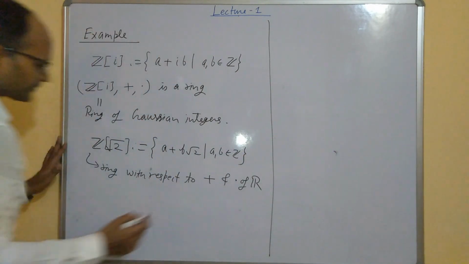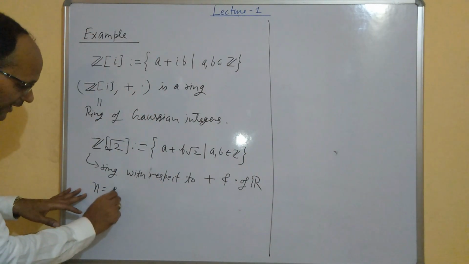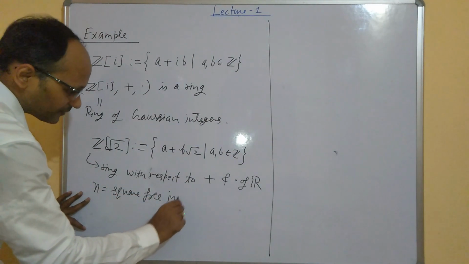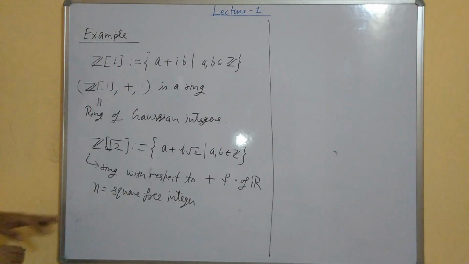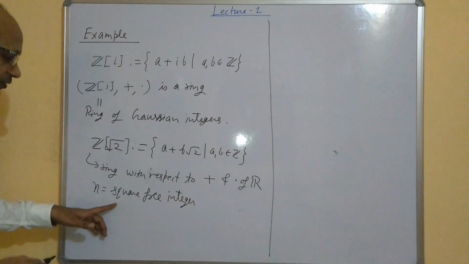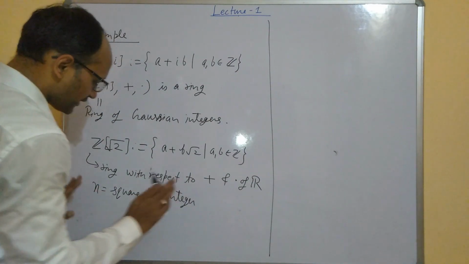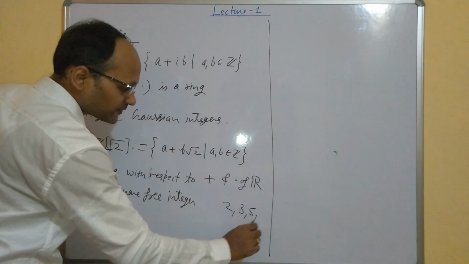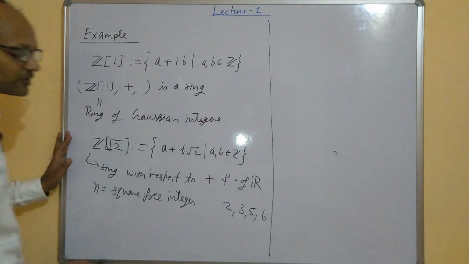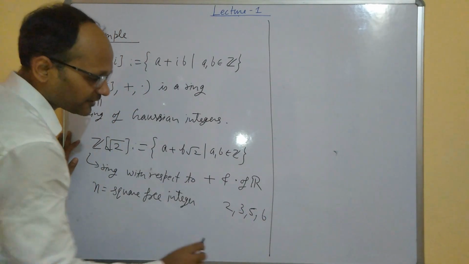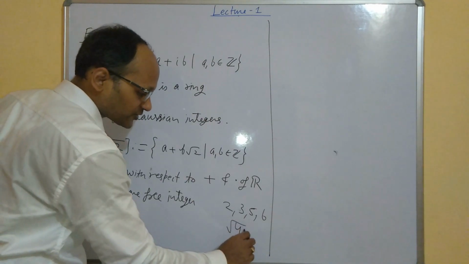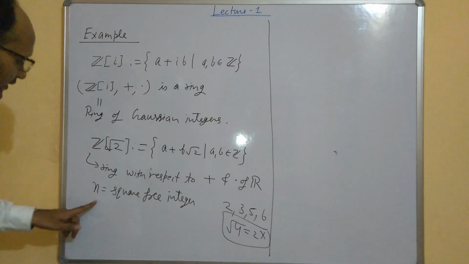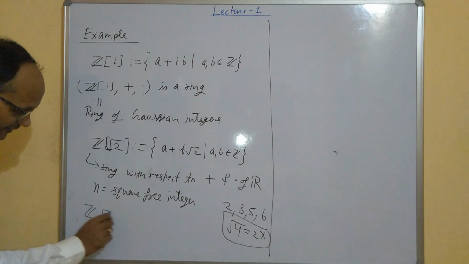Similarly, if you take any square free integer, a square free integer means any integer whose square root is not an integer. For example, 2, 3, 5, 6 are square free integers, because when you take the square root it will not be an integer. But 4 is not a square free integer because root 4 is 2. It has a square root. So take any square free integer and make a set Z[root n].